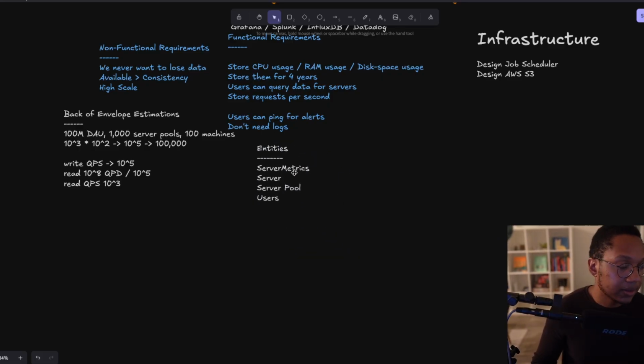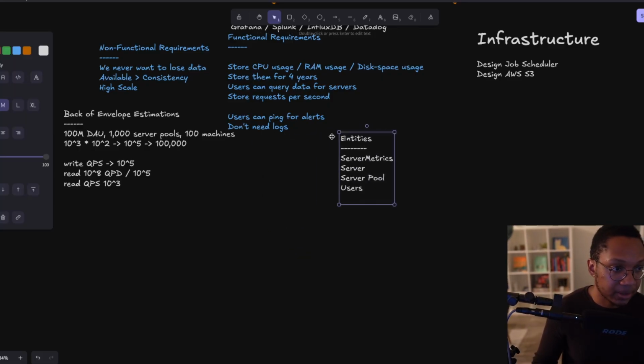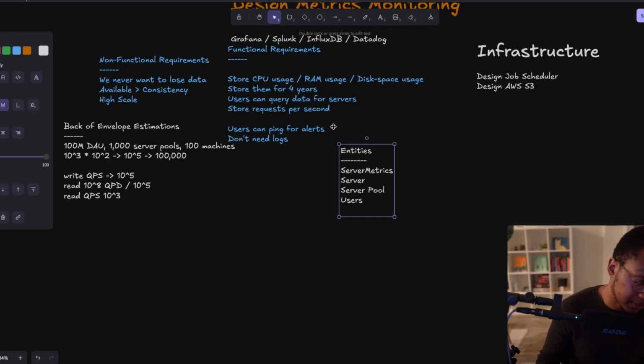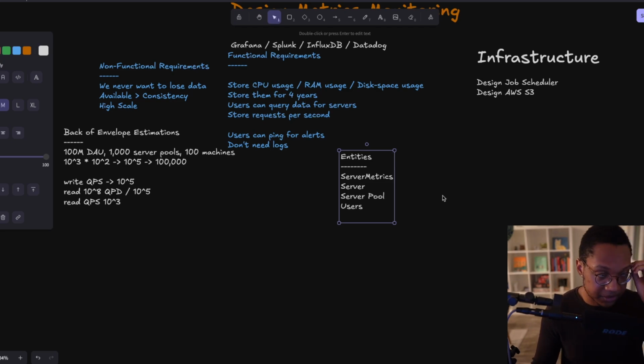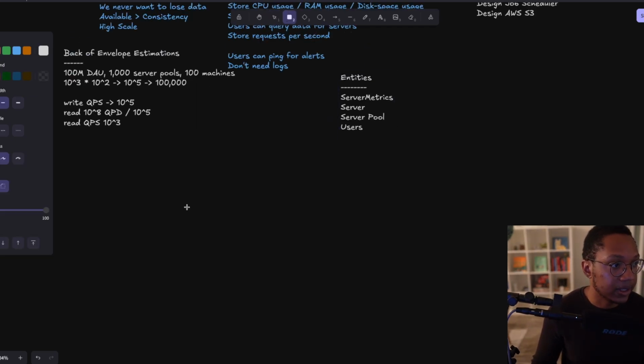Cool. Okay. Now let's go into the high-level design of how we actually set this up. If we're following Hello Interview, we would do the API routes. Actually, no, he doesn't. He skips them for infra problems. So we'll just go into the high-level design here.